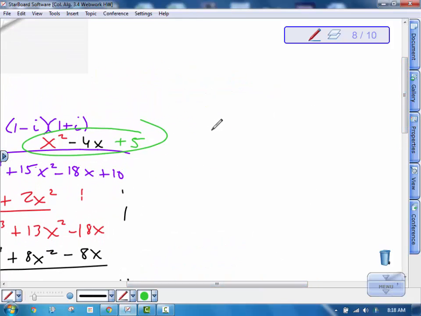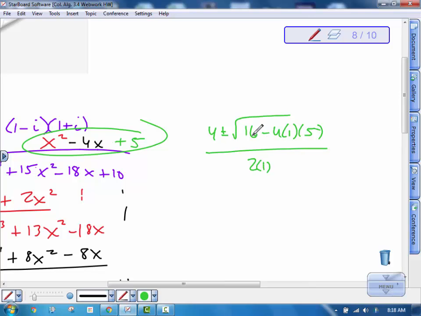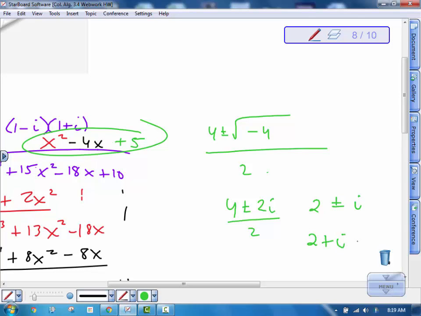So it's opposite of b, plus or minus the square root of b squared minus 4ac, all over 2a. This is 16 minus 20, which is negative 4. And this is 2. So this turns into 4 plus or minus the square root of negative sign is i, the square root of 4 is 2, so it's 2i, and then divided by 2. So this gives us 2 plus or minus i, which we can write as 2 plus i, 2 minus i, our two other complex zeros.